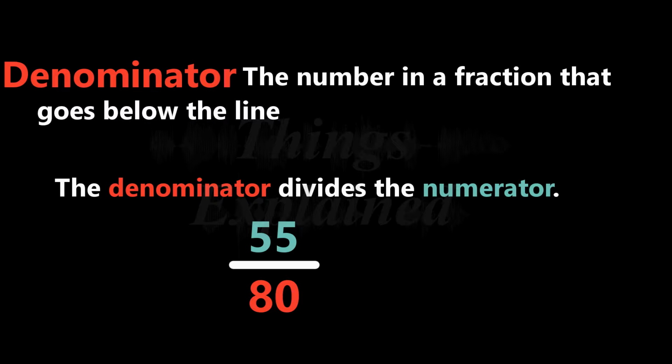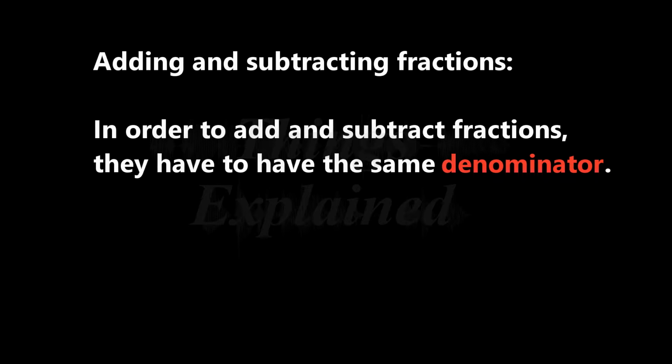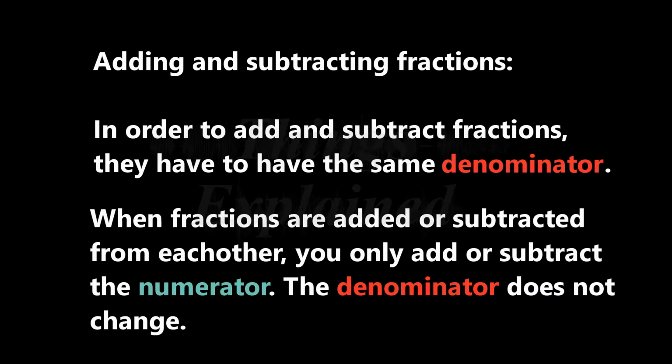Great. Now let's move on to some rules. Adding and subtracting fractions. In order to add and subtract fractions, they have to have the same denominator. When fractions are added or subtracted from each other, you only add or subtract the numerator. The denominator does not change. This is because the denominator is the context to the size of the ratio. When adding or subtracting fractions, if you add or subtract the bottom numbers, you are not doing it right, only add or subtract the top.